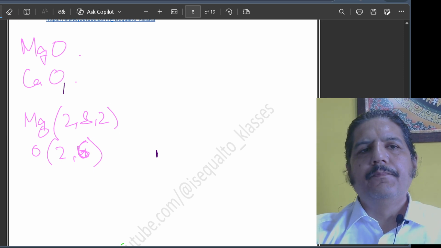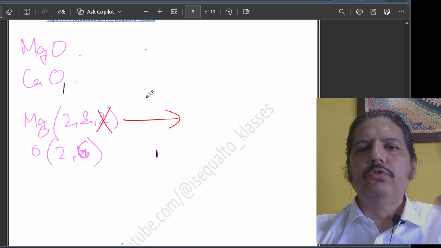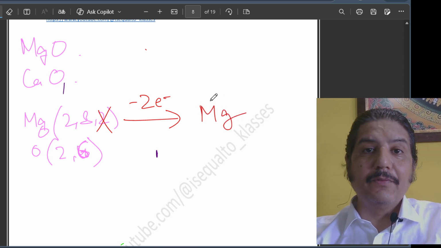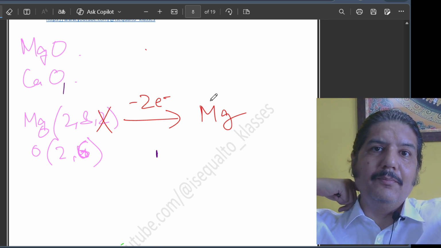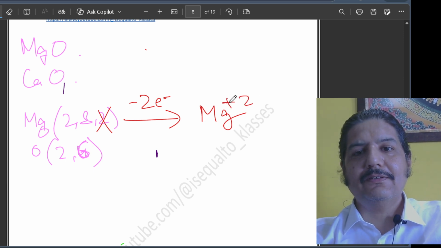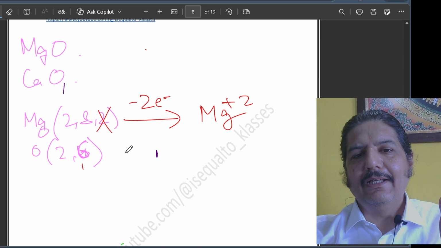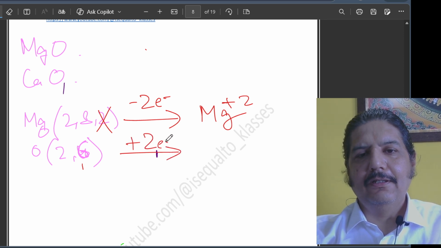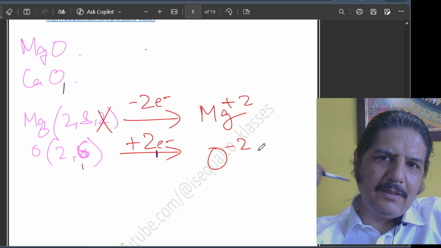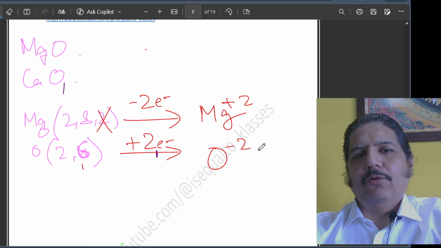So again, what does Mg aspire to? Mg aspires to lose 2 electrons. On losing 2 electrons, the number of protons would remain the same, but the number of electrons would decrease. That is why it will have a +2 charge. You need to get this very clear. Oxygen wants to gain 2 electrons, and when it gains 2 electrons, it will become O-2, because now 2 electrons would be added.